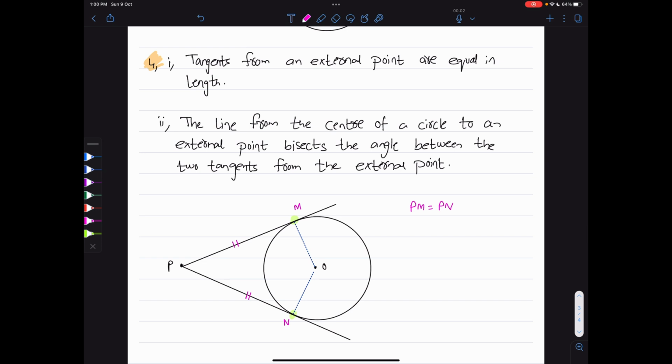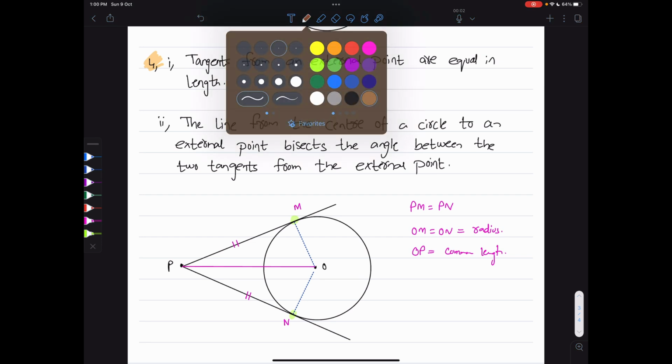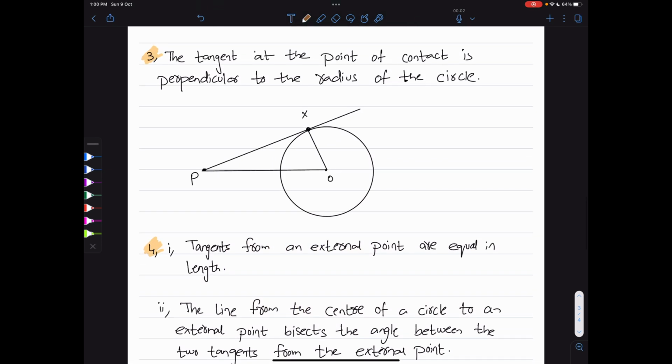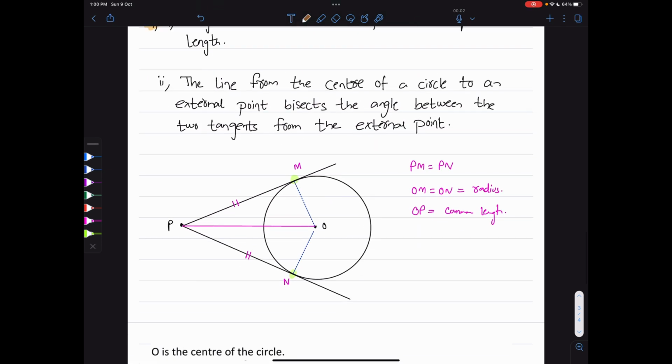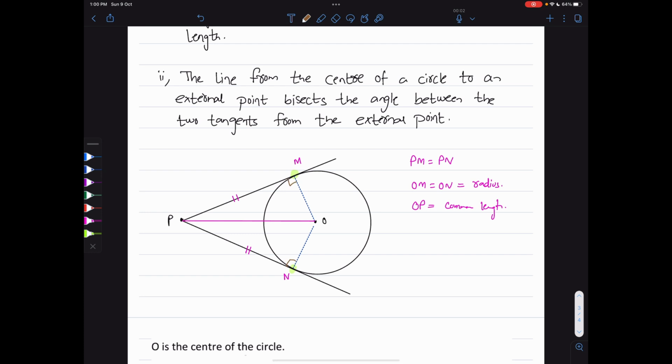Now, would you also agree that OM and ON are going to be equal because they represent the radius of the circle? And OP is basically the common length. If I recall property number 3, that says that the tangent and the radius are 90 degrees to each other. So you are getting two right angle triangles over here.